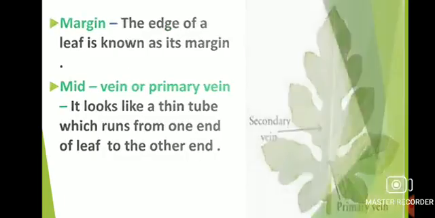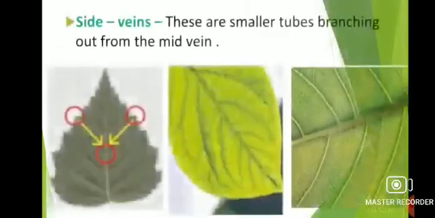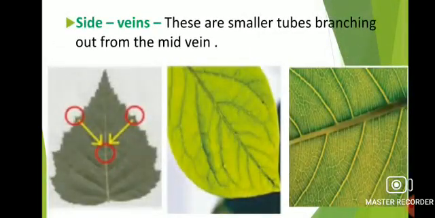Now the next one is lateral veins or side veins. Children, many small veins that branch out from the mid-vein are known as lateral veins or side veins. They make a pattern of lines on the leaf surface. The main vein and side veins carry food and water in a leaf.